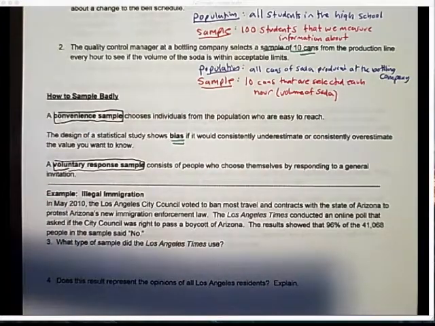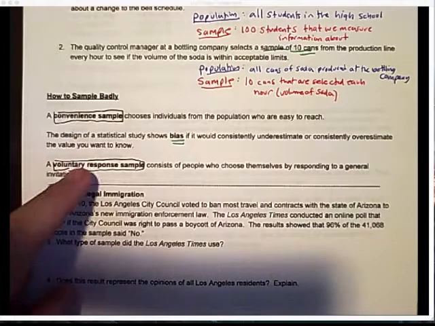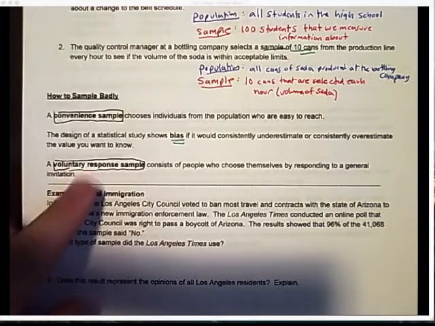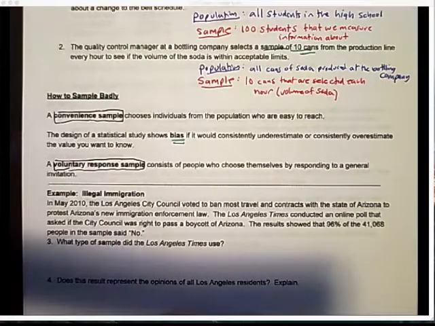Consists of people who choose themselves by responding to a general invitation. So a lot of times where you see this is like in news programs. If you watch television and you watch the news, if the news asks you to give your opinion on something like a poll, do you favor this or that? They give people the choice to be in the sample by responding to maybe a social media invite or a telephone number to call and give your opinion, or an online poll.